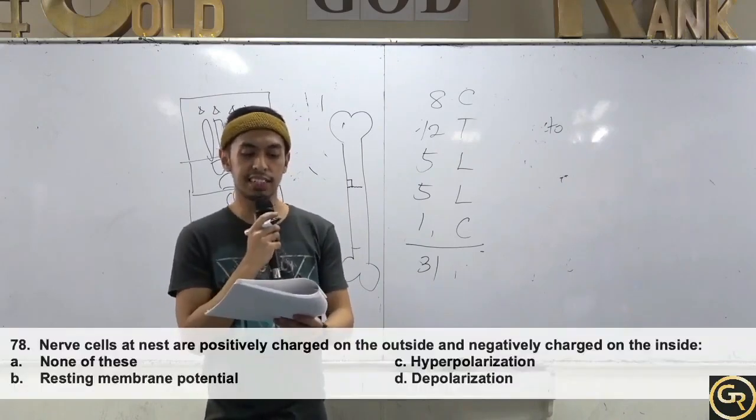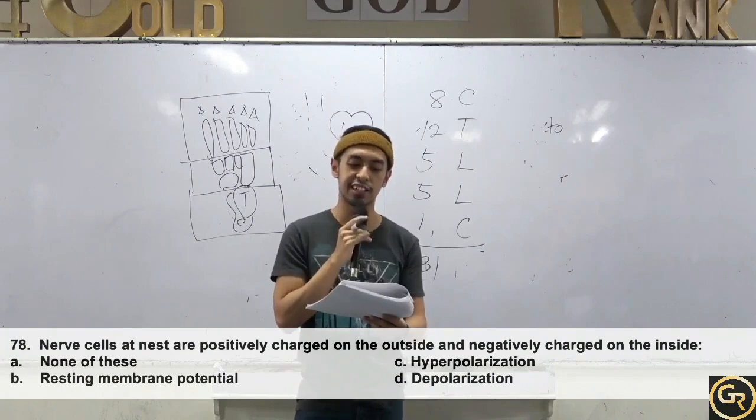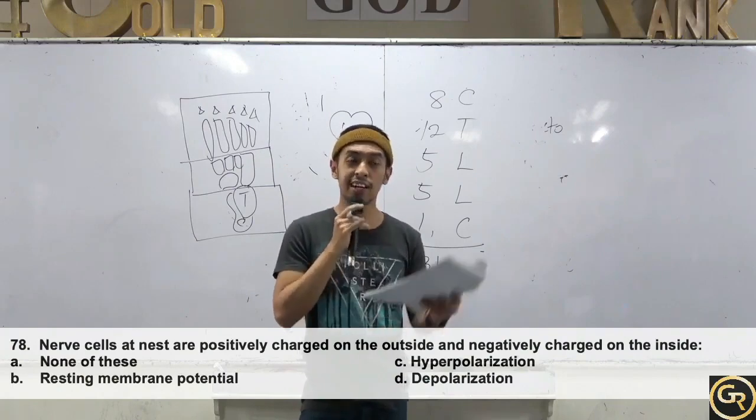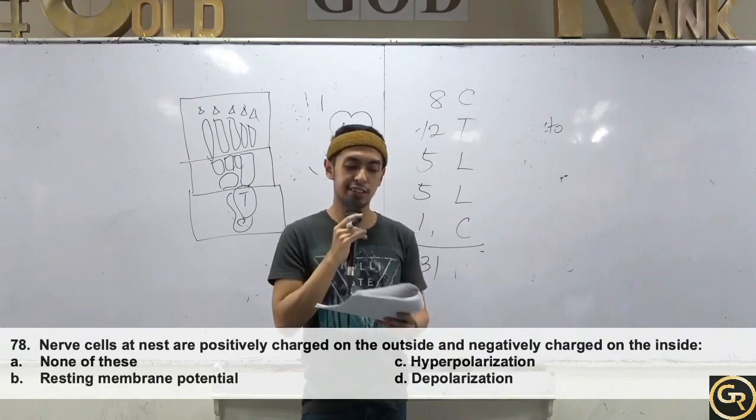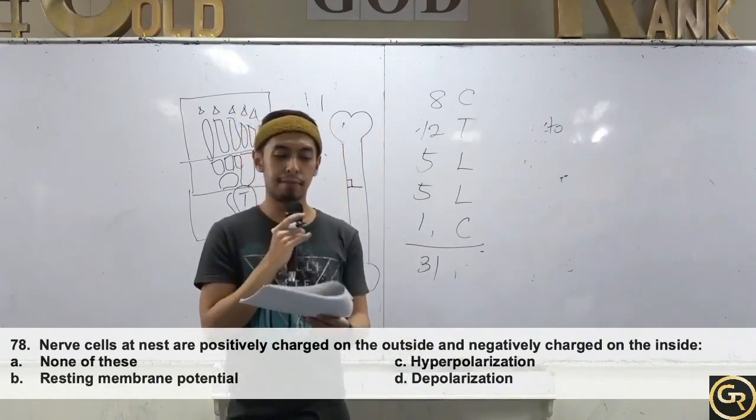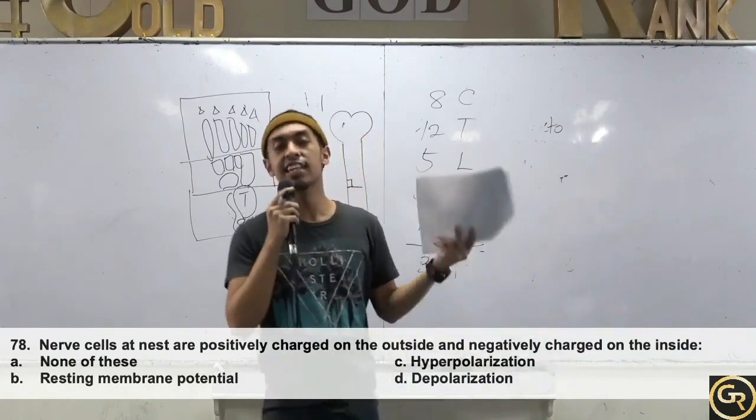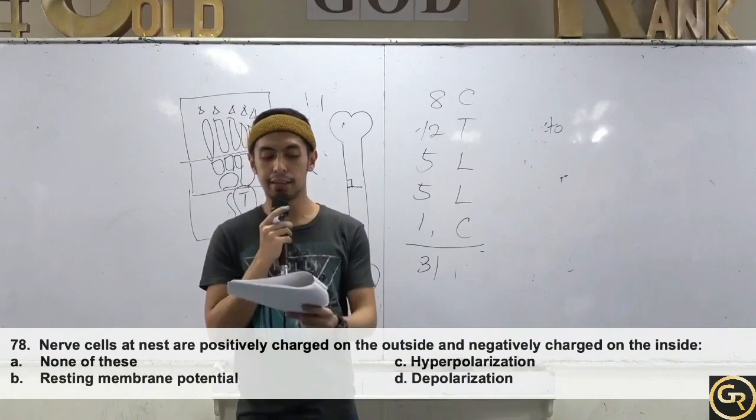78, nerve cells at rest are positively charged on the outside and negatively charged on the inside. When this is the status of your nerve cells, this is an example of a resting membrane potential. Okay, when positive outside and negative inside, that is a resting membrane potential.